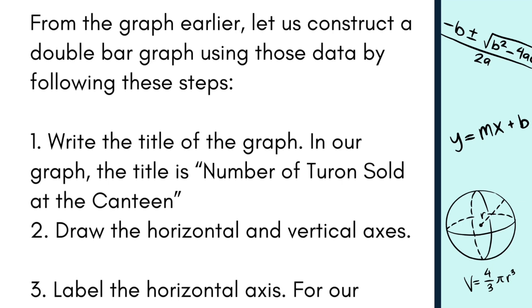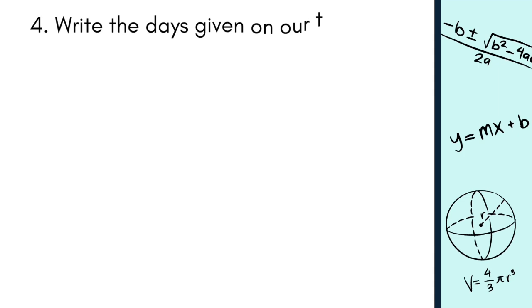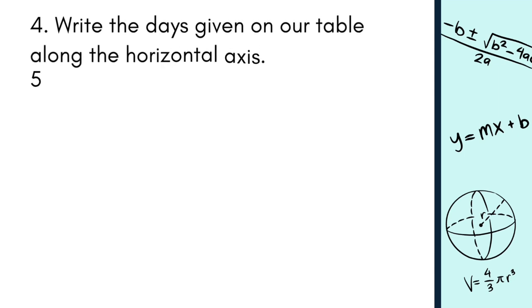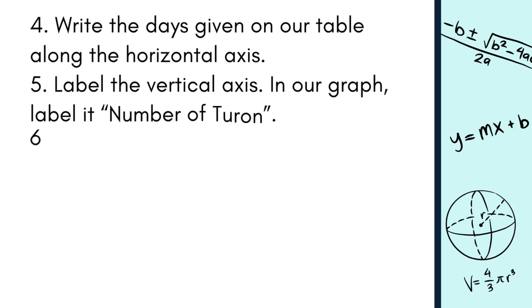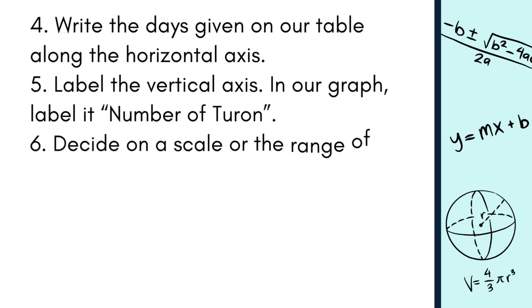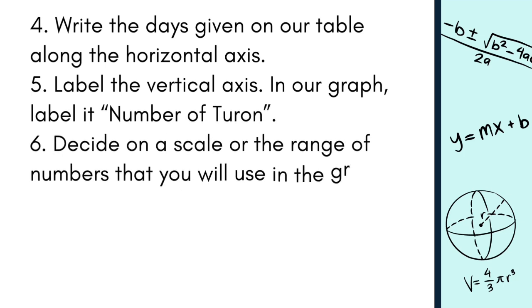So, yun yung ating nasa horizontal axis. So, Monday, Tuesday, Wednesday, Thursday, and Friday. So, yun yung nakalagay dun sa label. Number 4, write the days given on our table along the horizontal axis. Now, number 5, label the vertical axis. Doon naman tayo sa patayo, sa gilid. In our graph, label it number of turon.